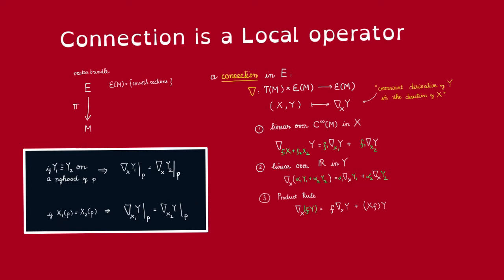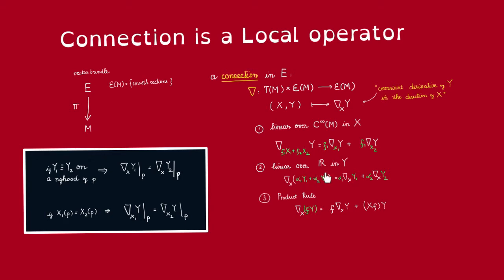In the x variable, something stronger holds. If x1 and x2 agree, we don't even need them to agree on a neighborhood of P. We just need them to agree at P. And if that's the case, then these two connections are going to be the same. So that means that the value of this connection at P only depends on the value of y in a neighborhood of P and the value of x exactly at P. So let's see why that is.